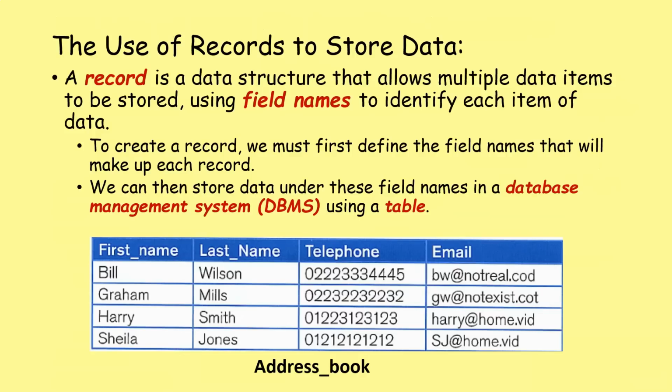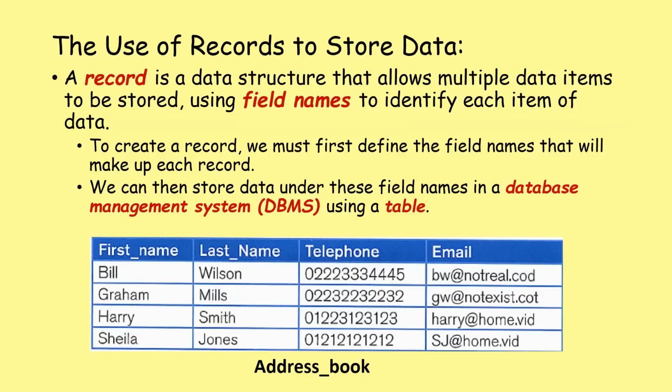Now let's take a look at the use of records to store data. A record is a data structure that allows multiple data items to be stored using field names to identify each item of data. To create a record, we must first define the field names that will make up each record. We can then store the data under these field names in a database management system, DBMS, using a table.